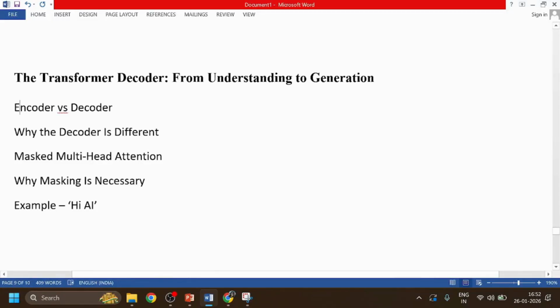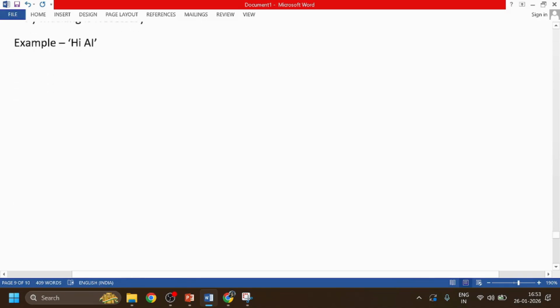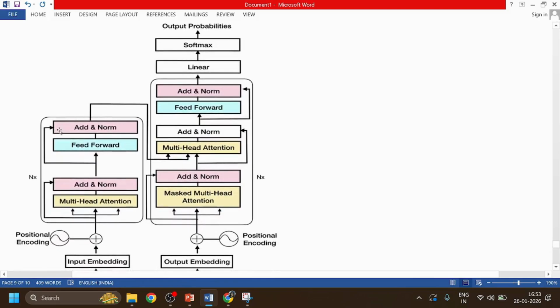Now we are going to understand encoder versus decoder. Here is the diagram for the encoder. This part is the encoder, and this part is the decoder. The whole architecture is the transformer architecture. The first part is the encoder and the second part is the decoder.